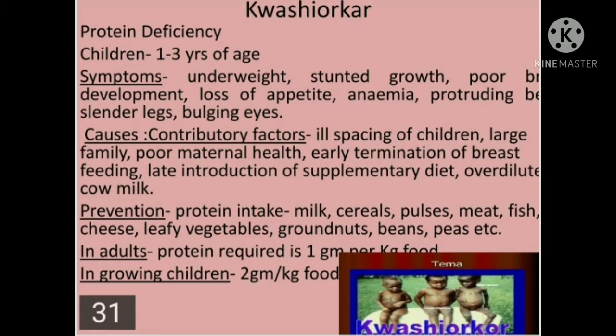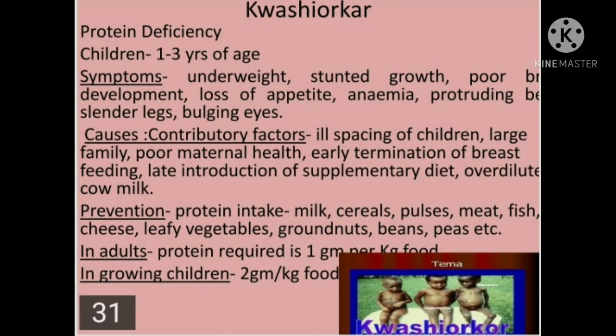Then late introduction of the supplementary diet. A proper supplementary diet should be given to the children. Then over diluted cow milk. Cow milk should not be diluted, or one of the reasons is over dilution. It is more and more diluted and it should not be done. So all these are the factors of the lack of protein.